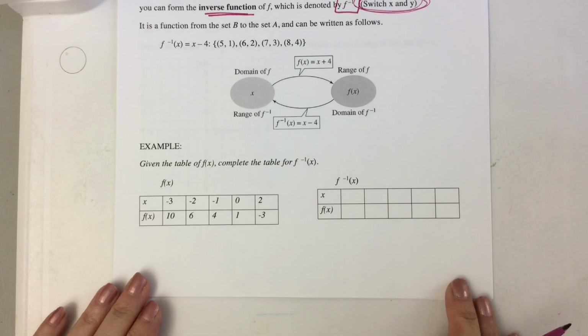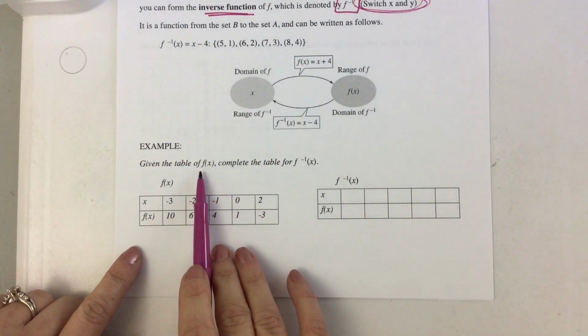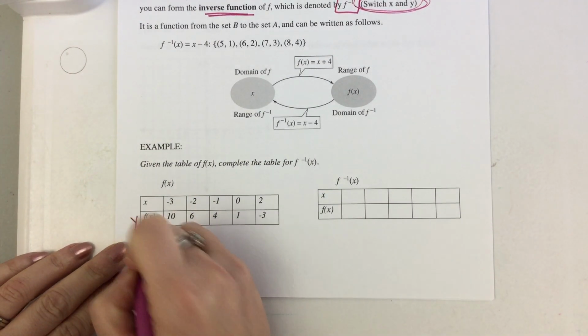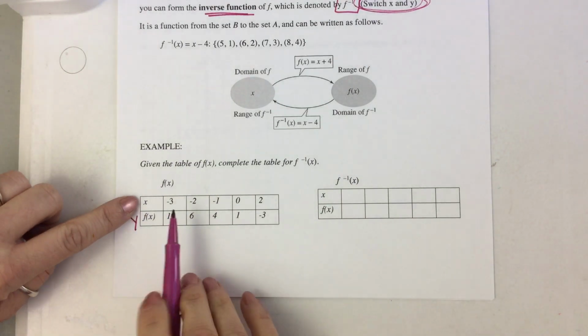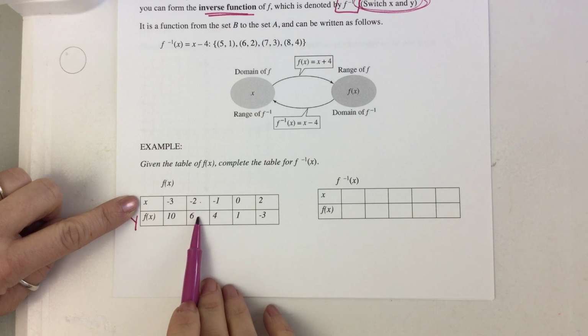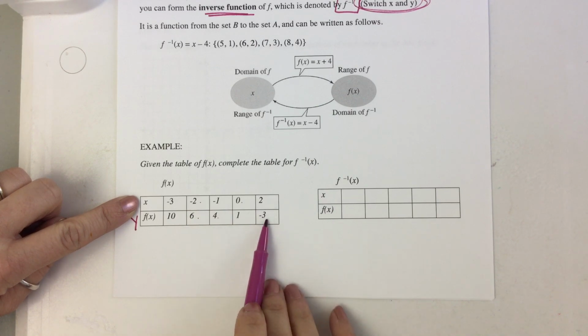Let's go ahead and see what this looks like. If you are given a table, f of x, okay, so here's our table. Remember, f of x is interchangeable with y. So this means I have the ordered pairs -3, 10; -2, 6; -1, 4; 0, 1; 2, -3.